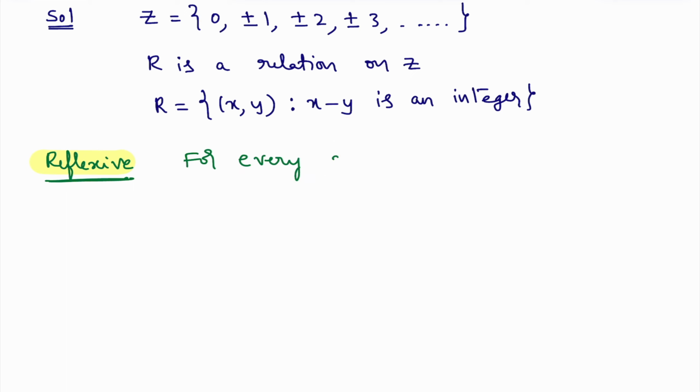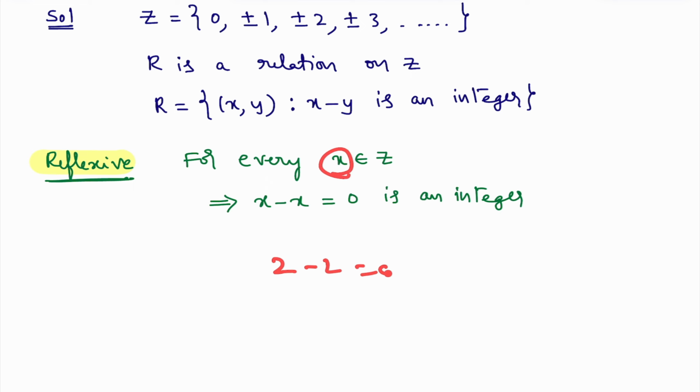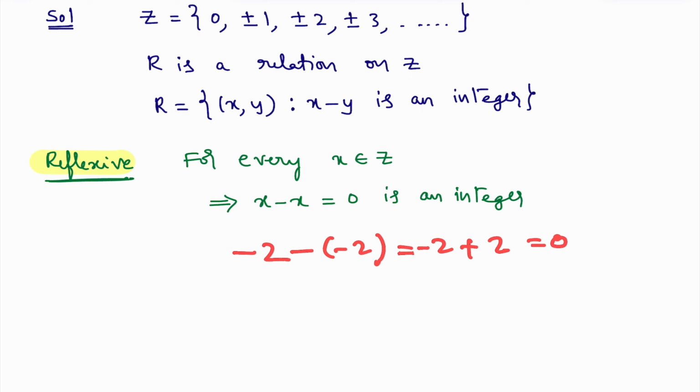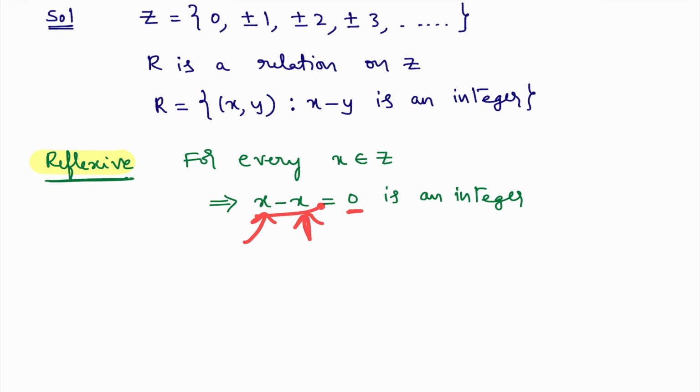So here, for every x in the integers, you take any integer, we can say that x minus x is 0. 0 is an integer. Whatever integer you take, 2, 2 minus 2 is 0. You take minus 2, minus 2 minus of minus 2, that is minus 2 plus 2, that is 0. Right? You take any integer, integer minus the same integer, x minus x is 0. Right? As x minus x is an integer, from this I can say that x comma x belongs to the relation.